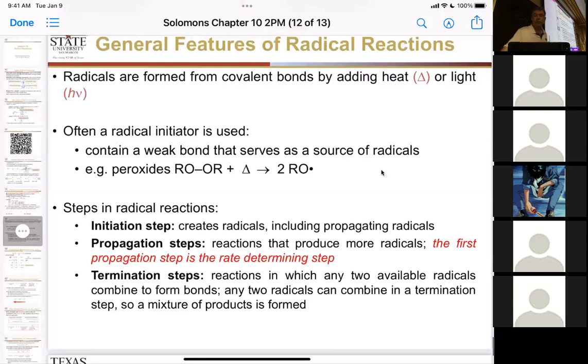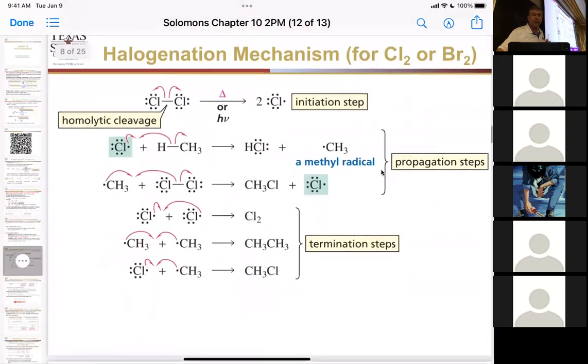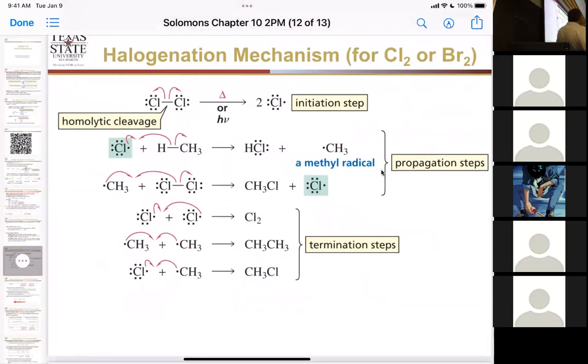So let's look at that in a little more detail and look at the halogenation of methane using chlorine, and this works for bromine too. Methane, I said, hydrocarbons don't do much. So to functionalize them, we're going to use radical chemistry and do that radical hydrogen abstraction so we can put a chlorine on that hydrocarbon. That's how we get our alkyl chlorides.